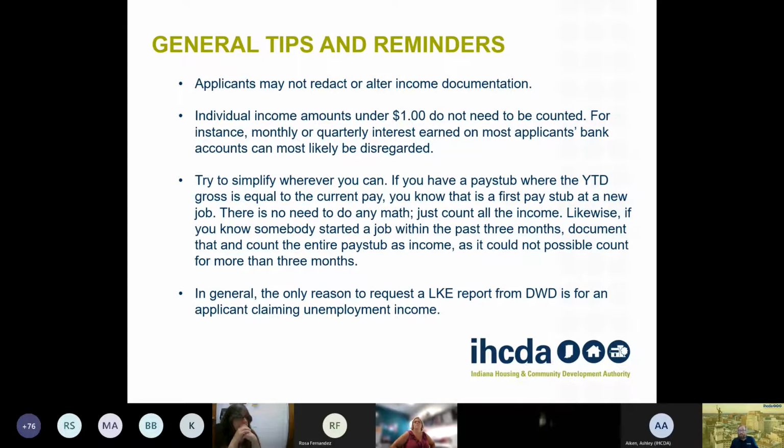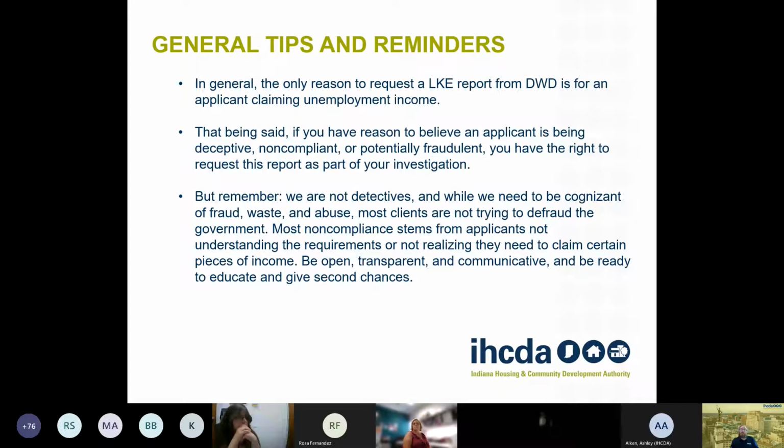Likewise, if you know that somebody started a job within the past 3 months, document that, and then you can count the entire pay stub as income, as it could not possibly count for more than 3 months. And in general, the only reason to request a last known employer report from the DWD is if the applicant is claiming unemployment income. But remember that if you have a reason to believe that an applicant is being deceptive, non-compliant, or potentially fraudulent, you do have the right to request this report as part of your investigation of that application's compliance.